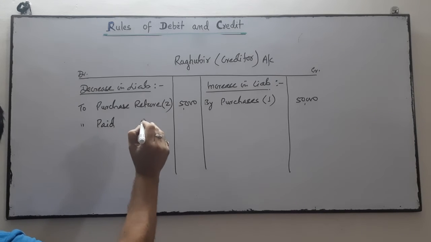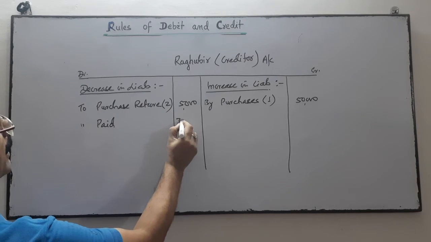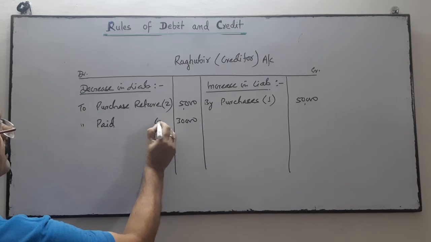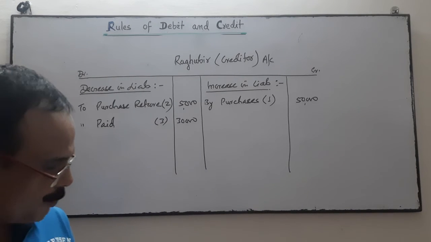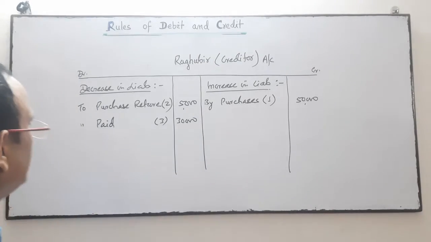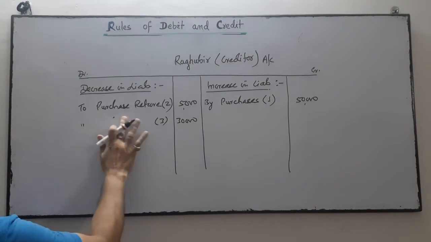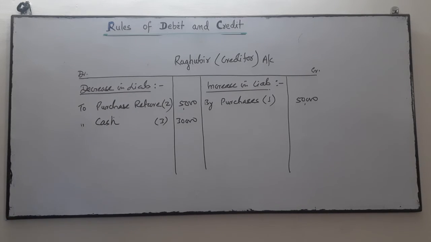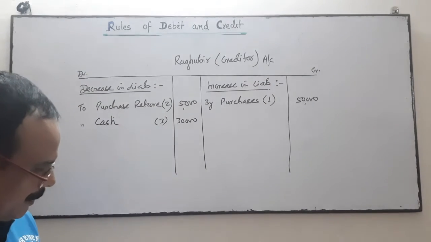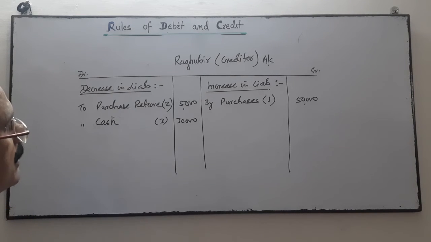How much amount have we paid? We have paid 30,000. This is transaction number 3, paid to Raghuveer. We have paid maybe through cash. We have done the payment through cash. So cash payment is done. So cash.